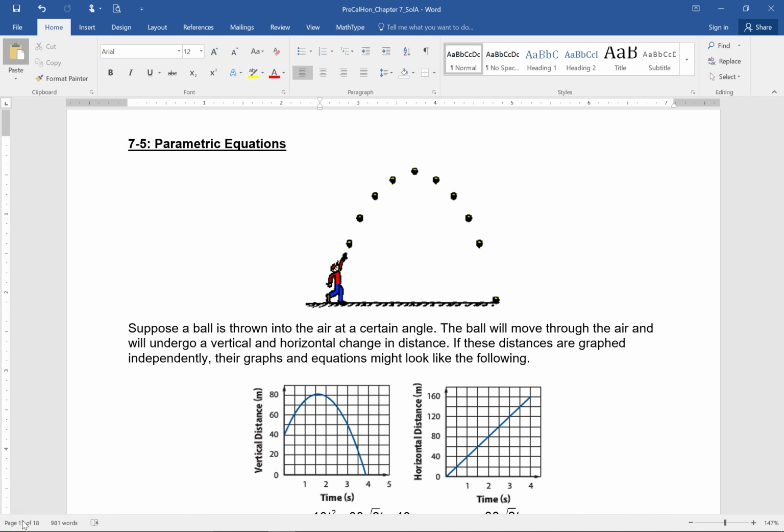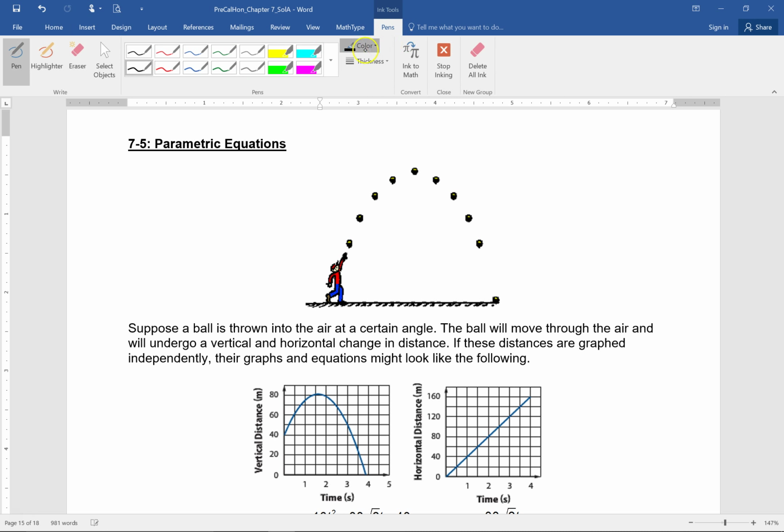To pre-calculus honors. All right, parametric equations. So, look at this situation here. A ball is thrown into the air at a certain angle. The ball will move through the air, okay? And its position will change horizontally and vertically. So it'll undergo a vertical and horizontal change in distance.